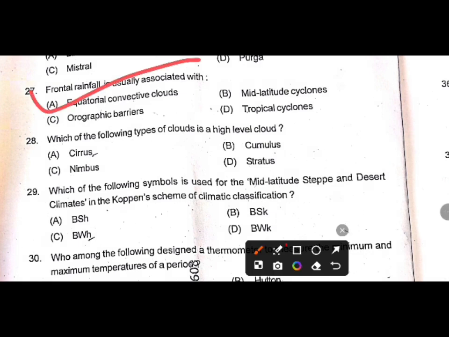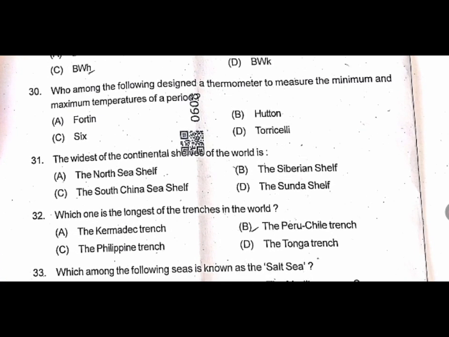28. Which of the following types of cloud is a high level cloud? ठीक आंसर टी हबो ऑप्शन ए. 29. Which of the following symbols is used for the mid latitude, steppe and desert climates in the Köppen scheme of climatic classification? ठीक आंसर टी हबो ऑप्शन बी. 30. Who among the following designed the thermometer to measure the minimum and maximum temperature of a period? ठीक आंसर टी हबो 6.